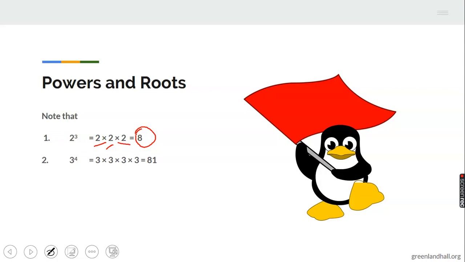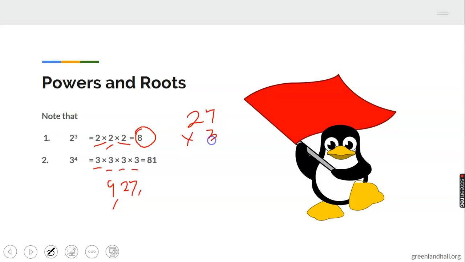Is that clear? Let's look at the second example. We have 3 raised to power 4. Look at it here. 3, 3, 3, 3. That's 3 in 4 places. So let's look at it. 3 times 3 is 9. 9 times 3 is 27. And then 27 times 3 will give us what? If we calculate it, we are going to get the answer.